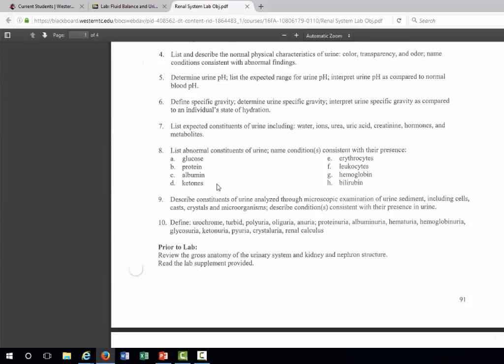Ketones, ketonuria. And when would someone have ketones in their urine? Do you remember when ketones are produced? Where we see excess ketones? Yeah, extreme weight loss. So people that are malnourished, people that are on the Atkins diet, when there's not enough carbs to be used as fuel, the body burns muscle, and ketones are produced as a result of that.